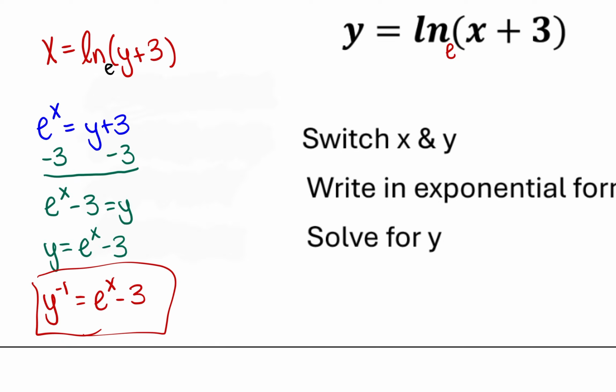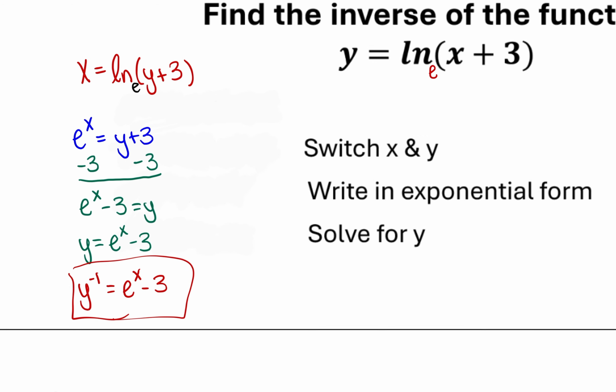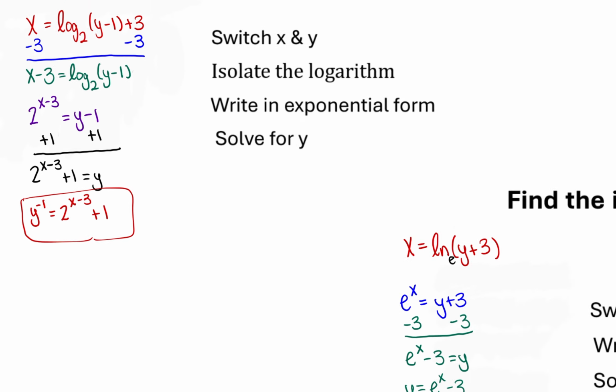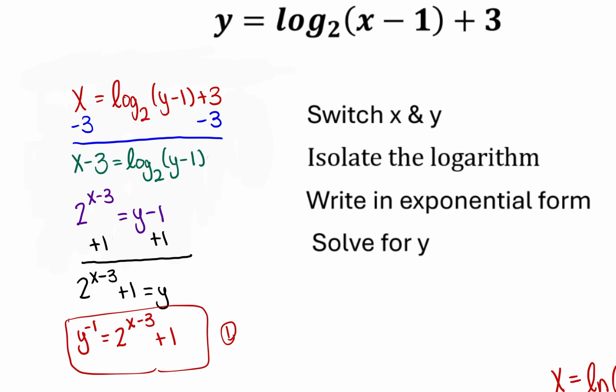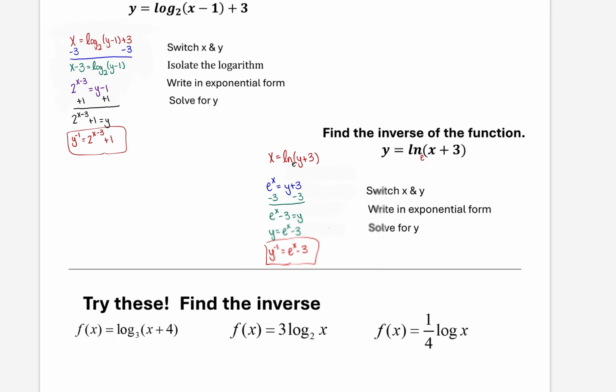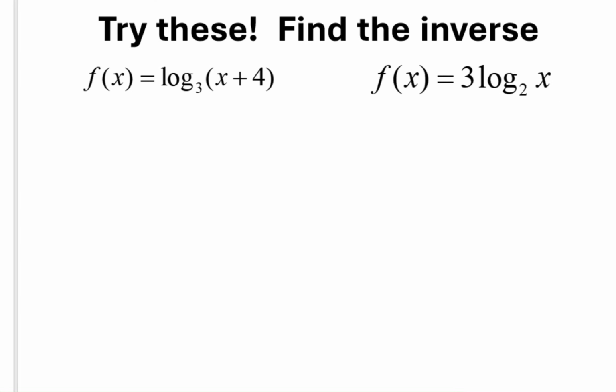And if you were to graph this function as well as the original function, you will notice that there is symmetry across the line y equals x. And I believe I mentioned this earlier, but for the graph of this one and the original right here, if you were to graph them, you would get symmetry across the line y equals x. Okay, so let's go ahead and jump into some further examples.